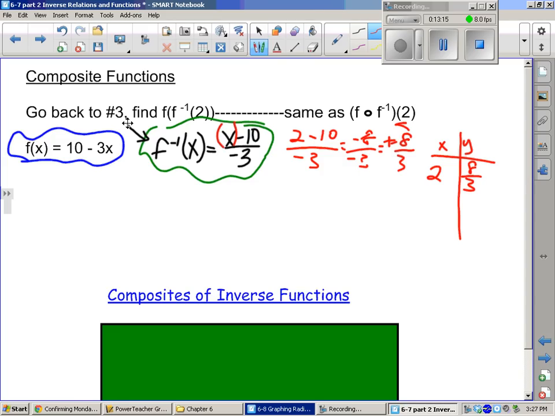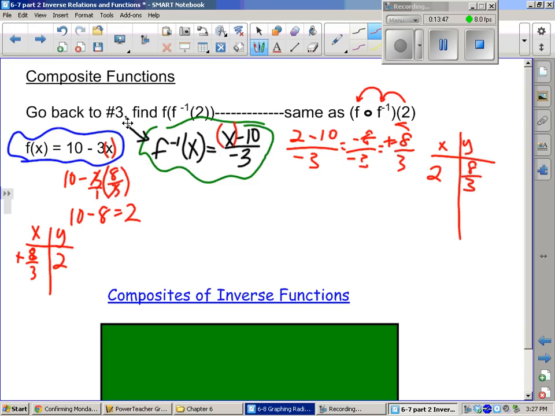Now I'm going to take that 8/3, because the 2 is going into there and then that goes into the f function. I'm going to put the 8/3 right here and see what happens. So 10 minus 3 times 8/3, think of it as 3 over 1. The 3's cancel, I get 10 minus 8 equals 2. Wait a minute. That's what we started with in the very beginning. So I put in 8/3 and I got out a 2.